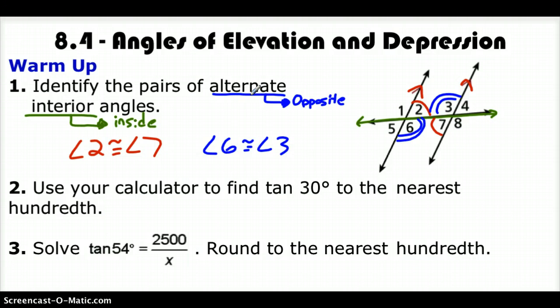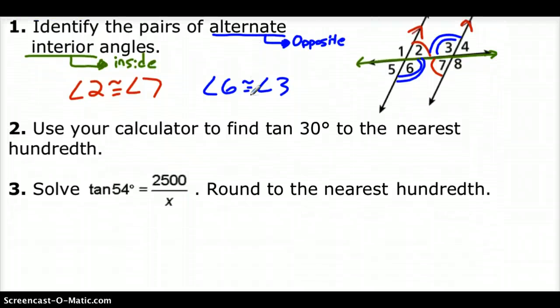In the next part, it asks us to use the calculator to find the tangent of 30 degrees to the nearest hundredth. Remember in class we said this depends on the type of calculator you have, but on mine, when I type in the tangent of 30 degrees, I get 0.58 as my final answer.